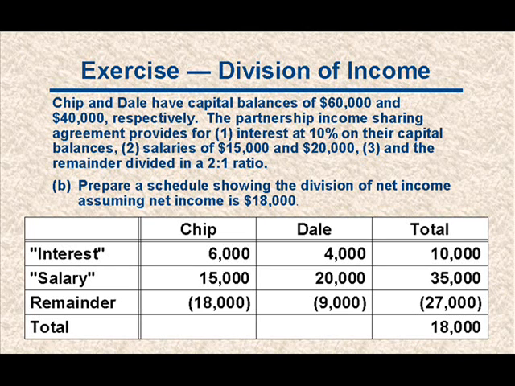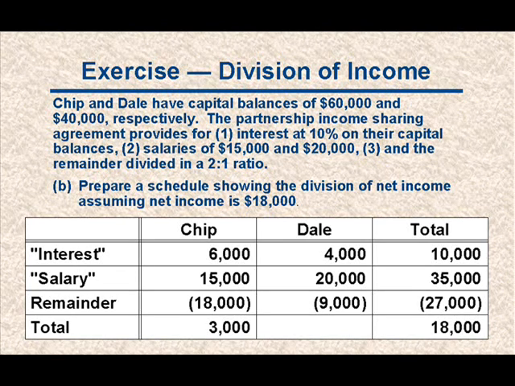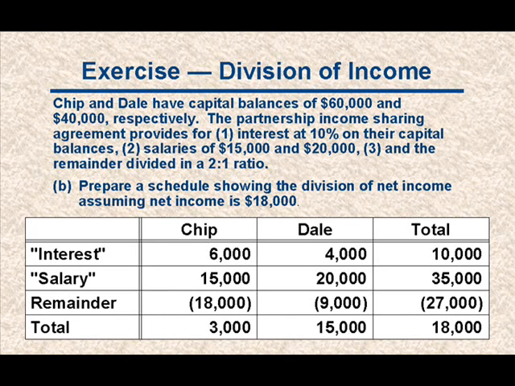C has $6,000 plus $15,000 minus $18,000, a total of $3,000 as his share of net income. D's share, $4,000 plus $20,000 minus $9,000 comes out to be $15,000 as his share of the $18,000 total. Never, never, never do something like this that you don't cross-foot. Is $3,000 plus $15,000 equal to $18,000? Indeed it is. And we have some assurance that we made the allocation correctly. We would, in turn, make the closing entry for those new numbers.